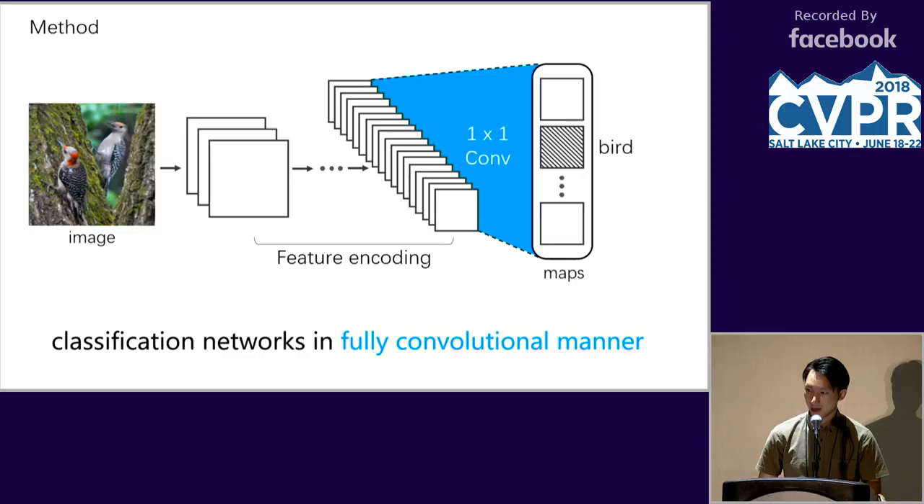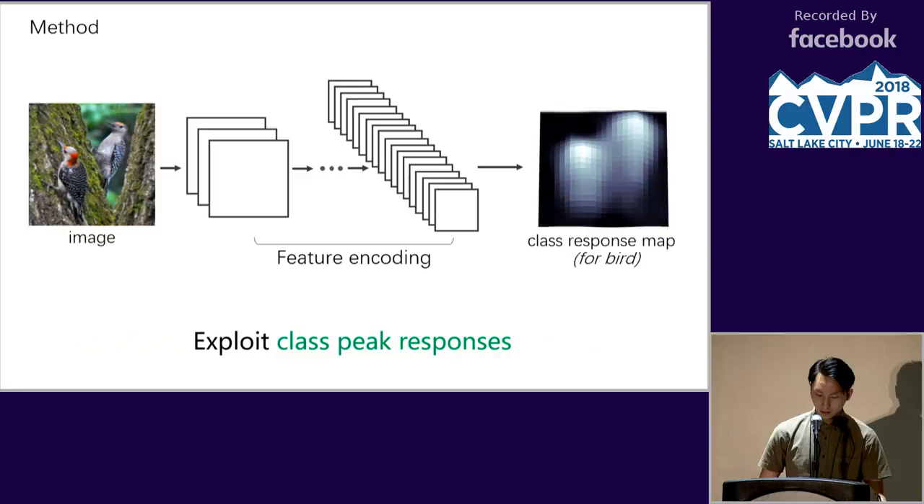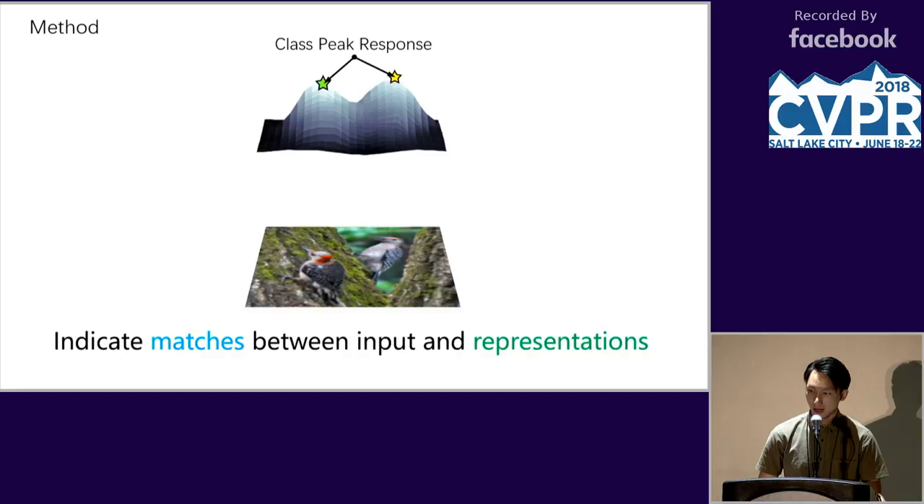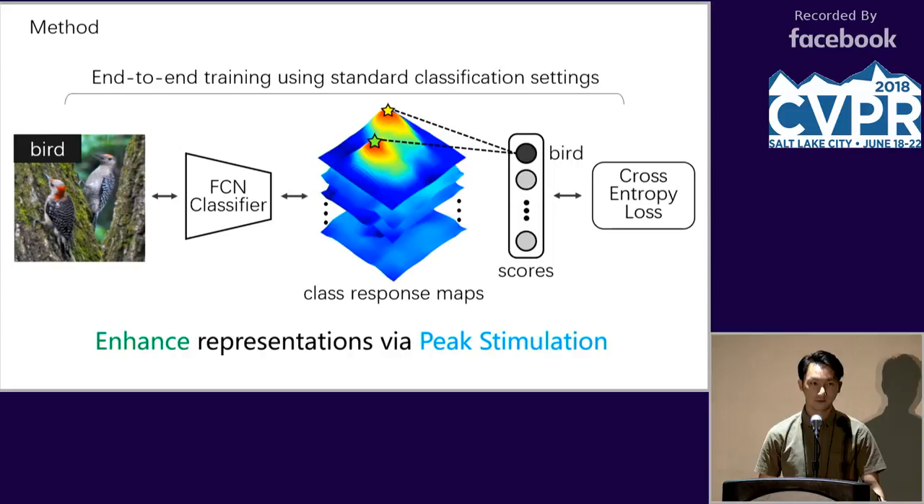These class response maps roughly specify class-related regions, yet it's not sufficient for distinguishing different instances from the same category. However, local maximums or peaks on it correspond to instance-related visual cues, as they indicate matches between the receptive field and the learned representation. In the training period, we focus the network to learn from highly informative receptive fields estimated by class peak responses to enhance the learned representations.